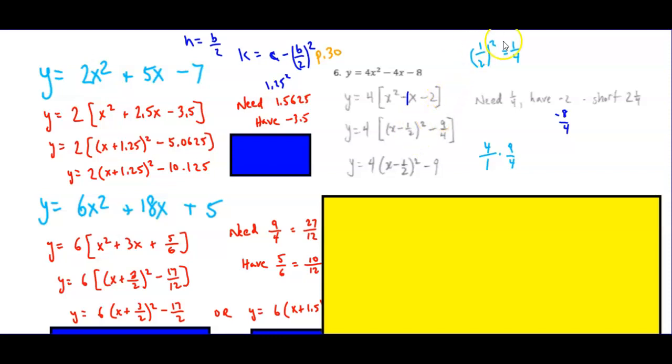Then what we're doing is squaring the 1/2, we get 1/4. So that's what we need. What we have is -2, and so we're short. Now -2 is -8/4, so we're short by 2 1/4, quite a ways. So that's 9/4 that we're short by. Distribute the 4 back in, and it attaches to the parentheses and multiplies by the fraction to give us -9. All right, so that recaps the old stuff. Now we're going to get into a new topic.